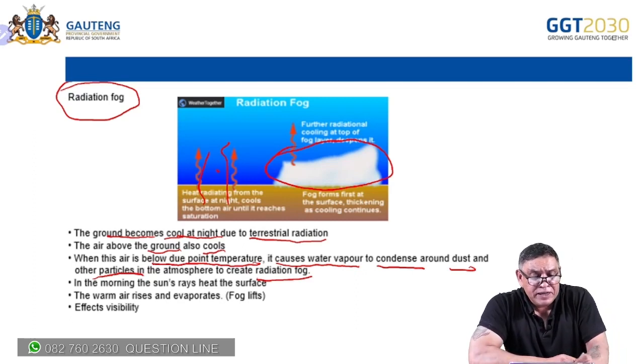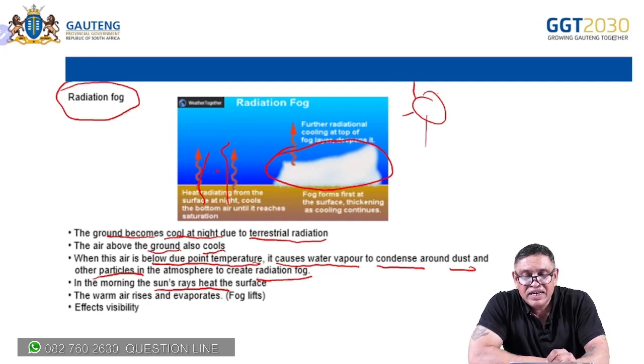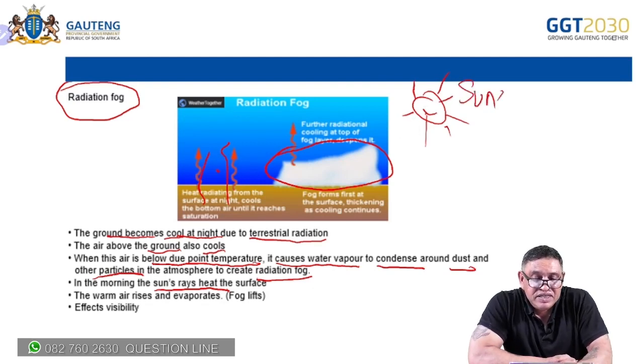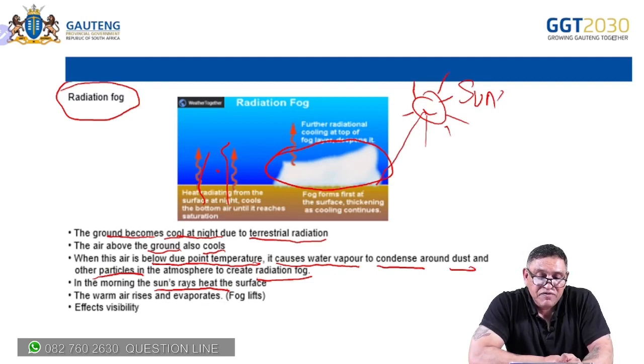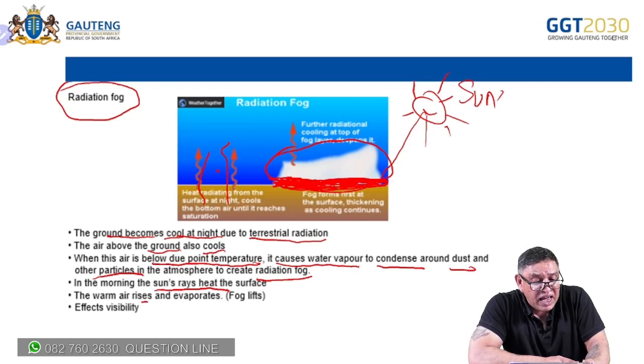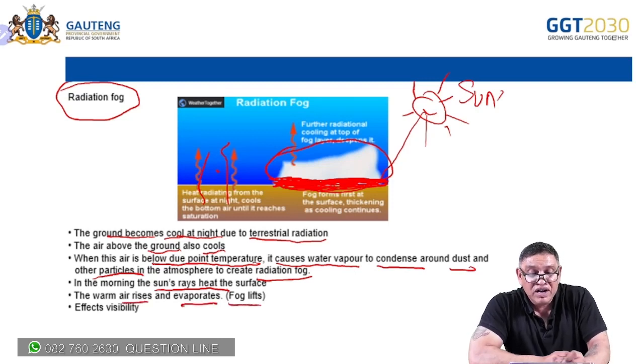Now, what happens in the morning? When the sun's rays hit the surface, there's the sun here now. All right, and it's shining and it's smiling. All right, this is the sun. Okay, and when it hits the surface, what happens? The surface heats up and the air above it also heats up. So what's happening? The fog is starting to dissipate. And that is why we say the warm air rises and evaporates. It's like the fog lifts now. There's no fog here, it's higher up.